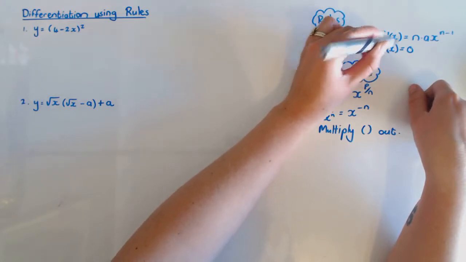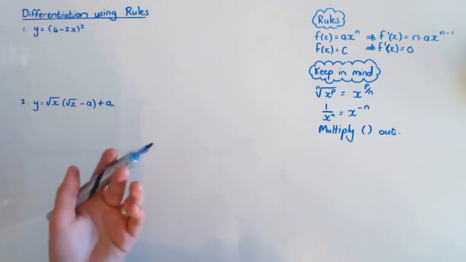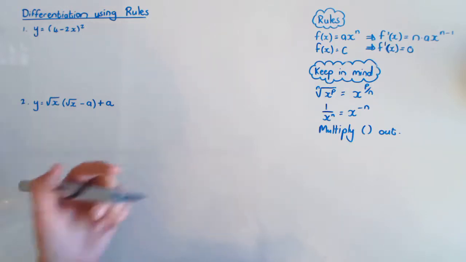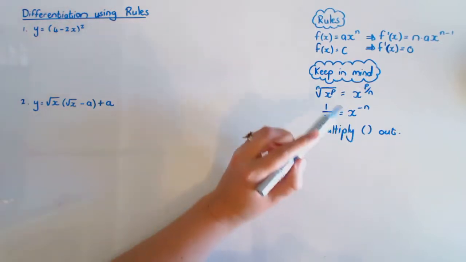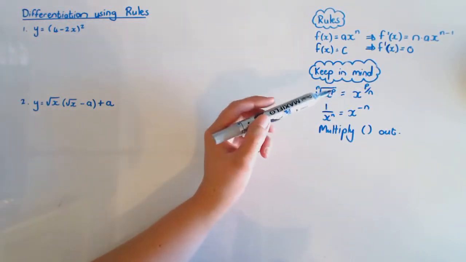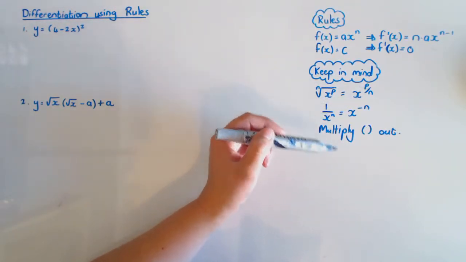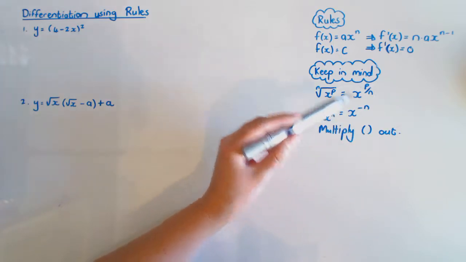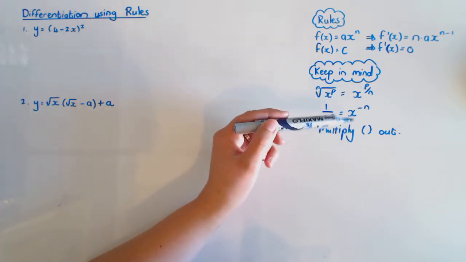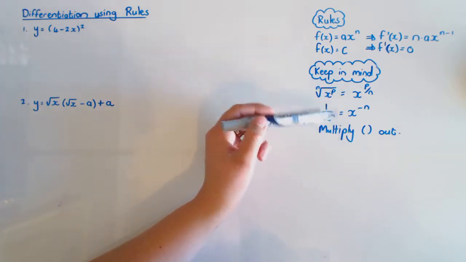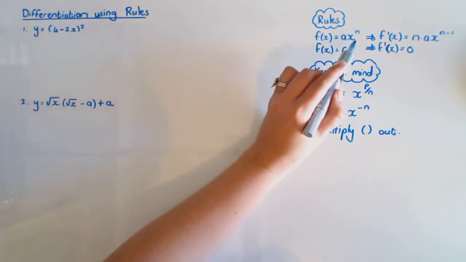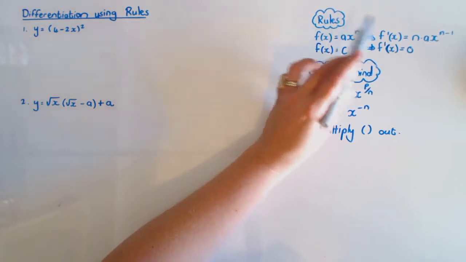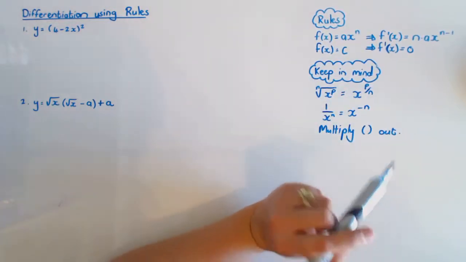Unfortunately, the catch is they're not going to just give you equations that look exactly like this. They're going to give you maybe something with roots in, or something with a fraction, or something with brackets in, and this is how you work with that. You must first manipulate the equation so that it looks like these things, so that you can find the derivative with the rules.